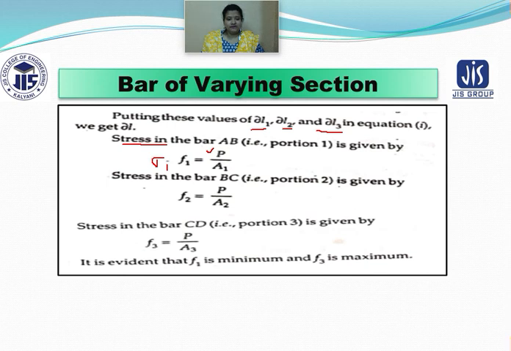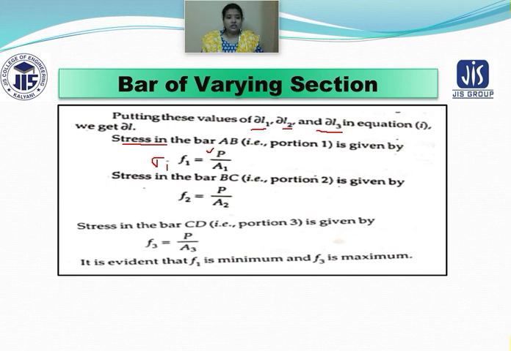So it is evident that F1 is minimum and F3 is maximum. Why is F1 minimum? Because the bar that is attached towards the fixed position has minimum stress there, and maximum stress occurs at the free end, because it is free and it is hanging. It is getting elongated due to this portion, because it is carrying the entire weight of the 3 bars. So the stress obtained is maximum.